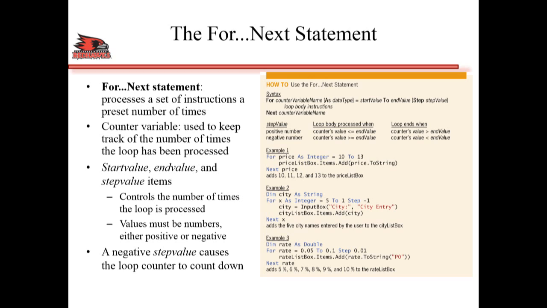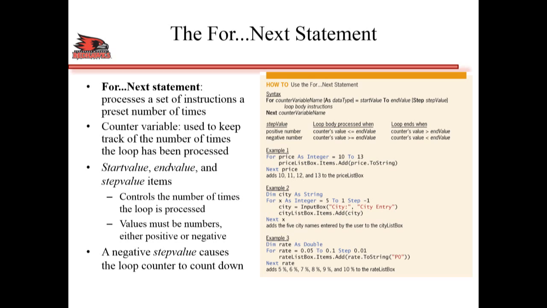We start with a for, then the name of the counter variable as some sort of data type, mostly integer, and then we have equals to the start to the end value, and then we have the loop body instructions, basically the instructions we want to repeat a number of times, and then finally we have next, and then the name of the counter variable.